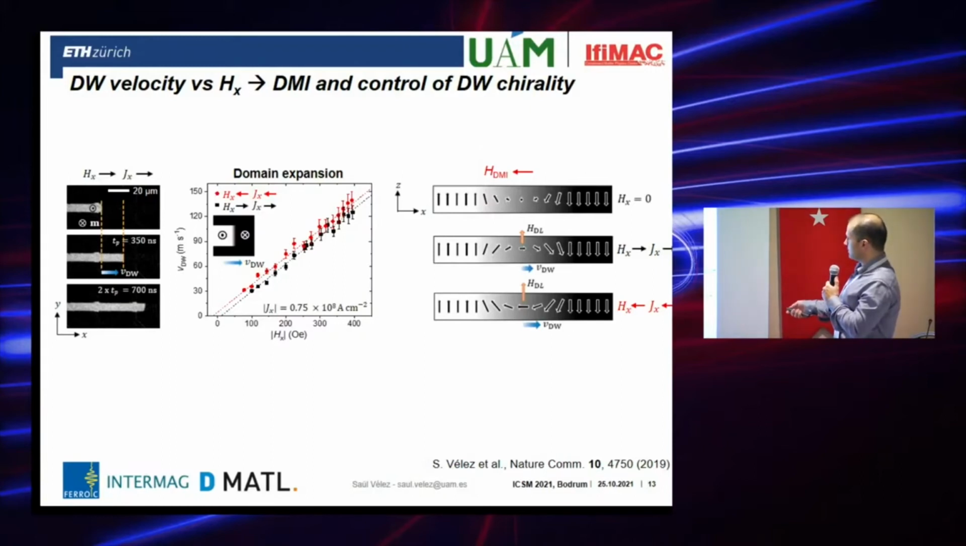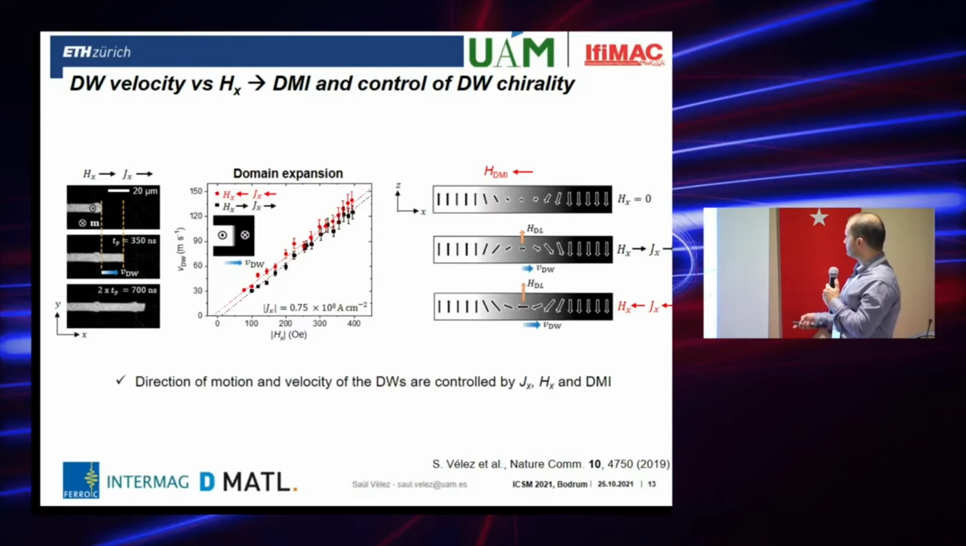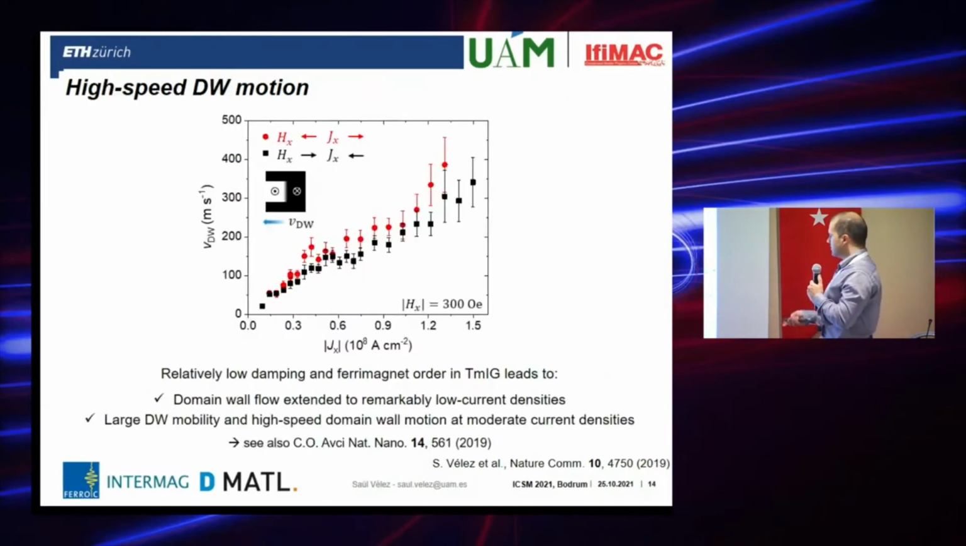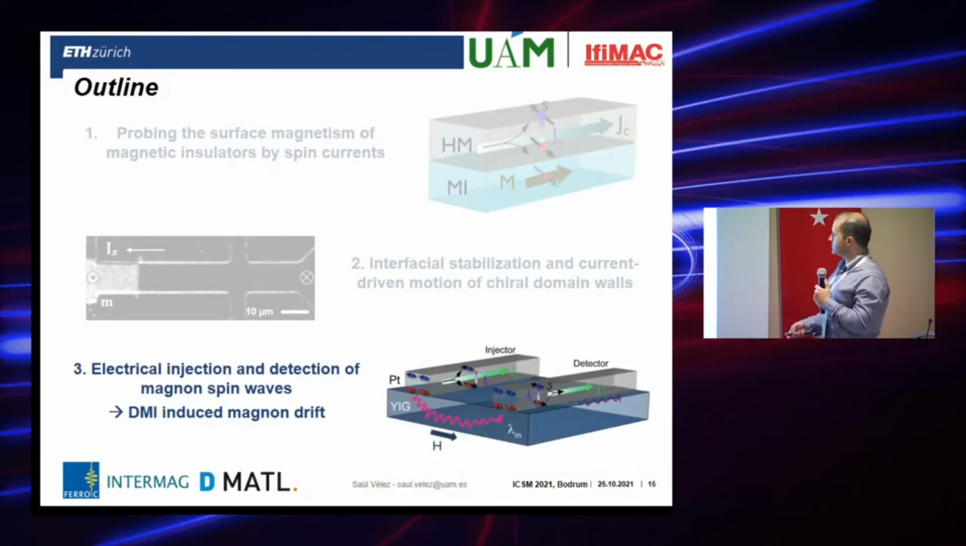So for this configuration of the field, we drive the domain walls much faster than for the other configuration. That's why we have a shift here. So we can control the velocity of the domain walls by magnetic field and current. And we see that we can also drive domain walls at very high velocities with the current density. These have mobilities that are comparable to the ones that you may get with metallic layers.